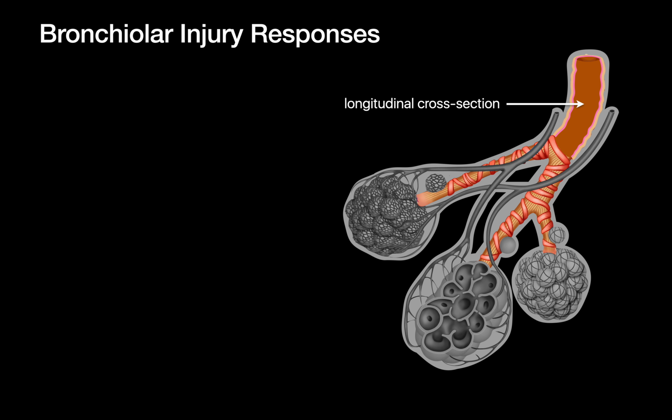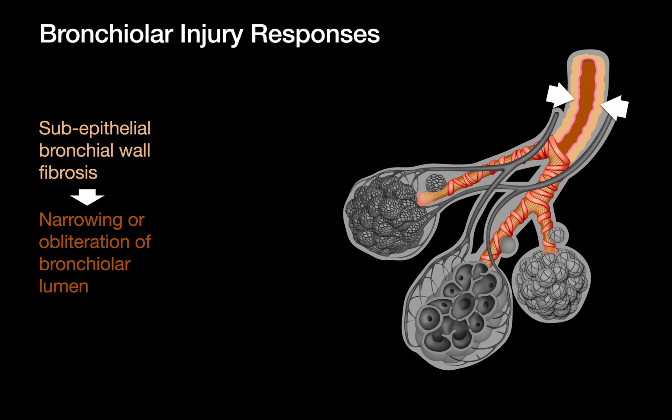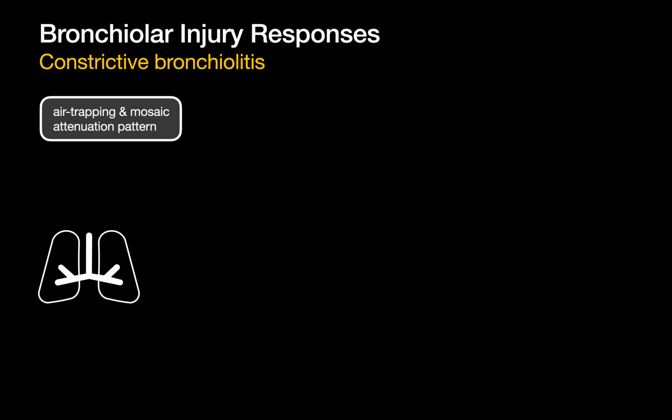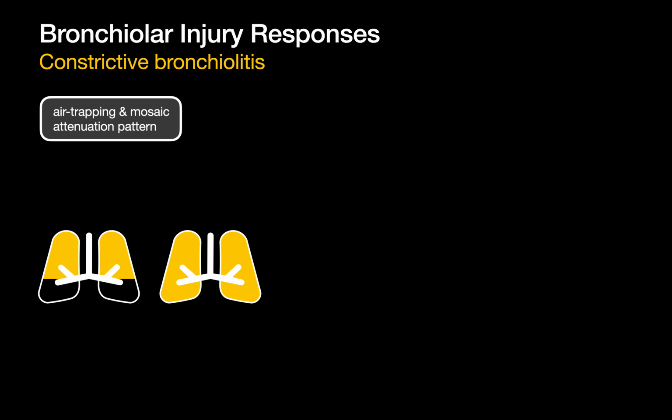In some patients, inflammation and fibrosis within the subepithelial layers of the bronchiolar walls may result in progressive narrowing or even obliteration of the bronchiolar lumen in a disorder we label constrictive bronchiolitis. Constrictive bronchiolitis is an airflow limiting condition which may be visible on CT as air trapping or a mosaic attenuation pattern that may favor the upper and middle lung zones or exhibit no zonal predilection at all in the coronal plane.